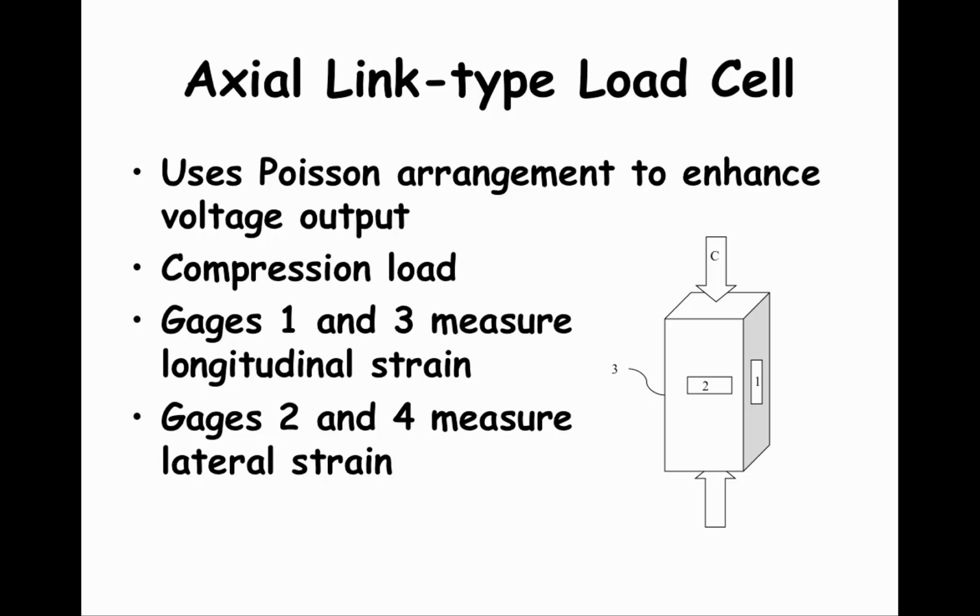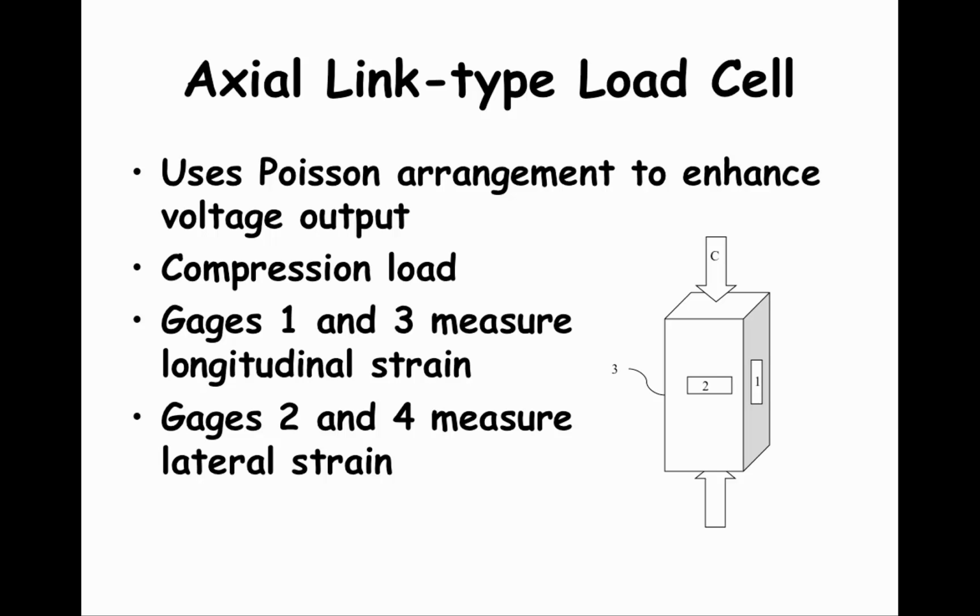All of the previous examples showed how to mount the strain gauges on a cantilever beam. There are other configurations with which 4 strain gauges can be mounted. This slide shows how to mount 4 strain gauges on a beam in axial loading. Compression loading is shown here. The mounting works for tension loading too. This is called an axially loaded beam using a Poisson arrangement. This arrangement is used in some load cells.